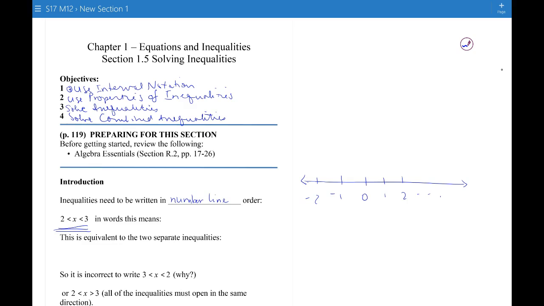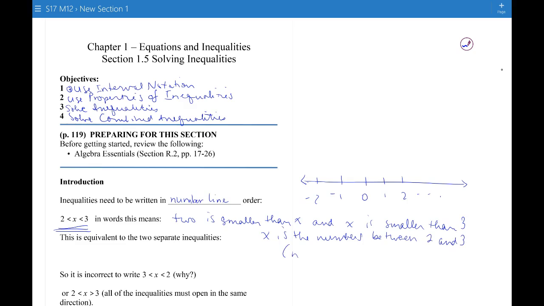In words, this means 2 is smaller than x and x is smaller than 3. So another way of saying it is x is the numbers between, see how it literally is between 2 and 3, not including 2 and 3 because it's a strict inequality. So you can see why somebody came up with symbolic language, because that's a lot of words to say the very same thing. So this is equivalent to the two separate inequalities. 2 is less than x and x is less than 3.